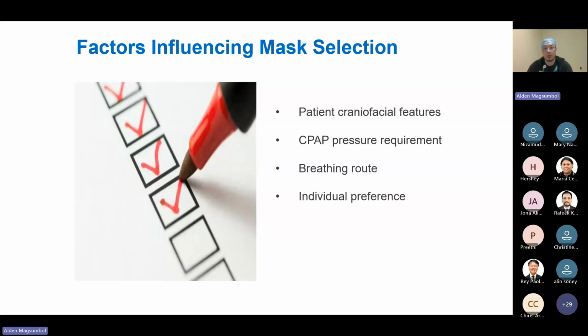So we have reviewed the types of masks, advantages and disadvantages, and properly fitting them based on the clinical situations discussed. I hope you'll be able to recall those clinical situations from your own personal experience. Next up, we'll talk about how different factors affect mask choice.